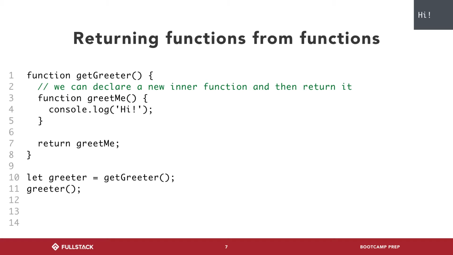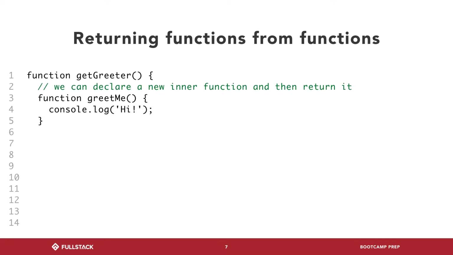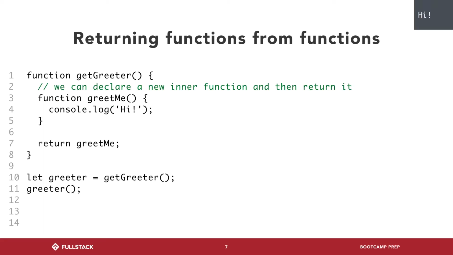So then, where do we return greetMe to? We return greetMe to whoever called getGreeter, which once again is on line 10. And so greeter becomes greetMe. And when we invoke greeter, it's the same as us invoking greetMe. Make sense though?